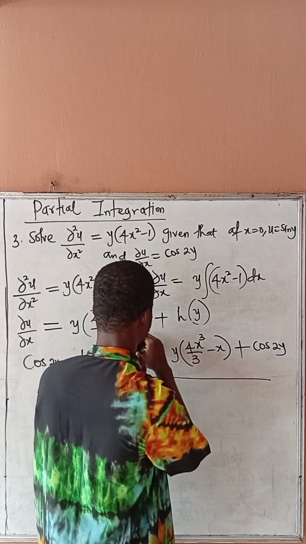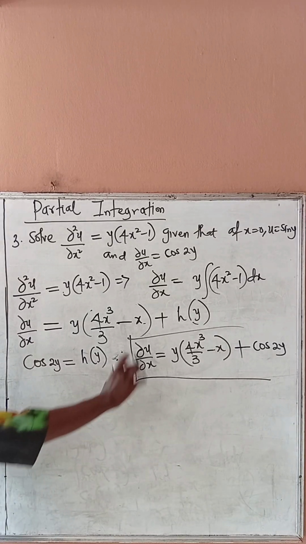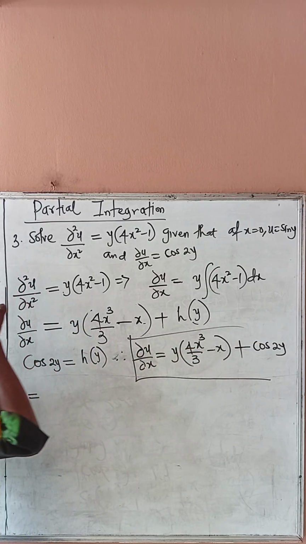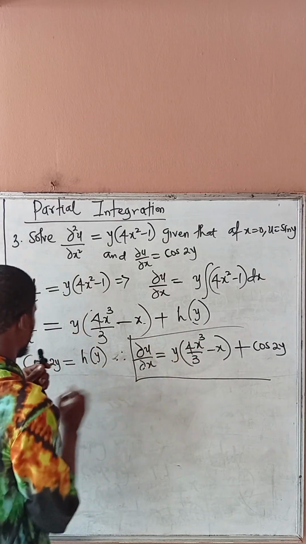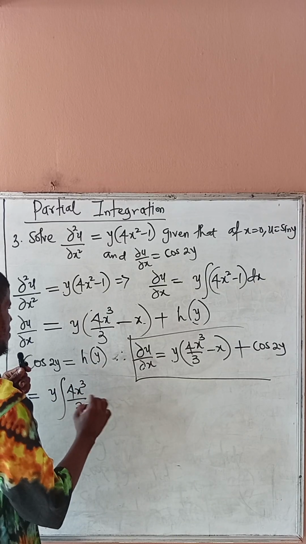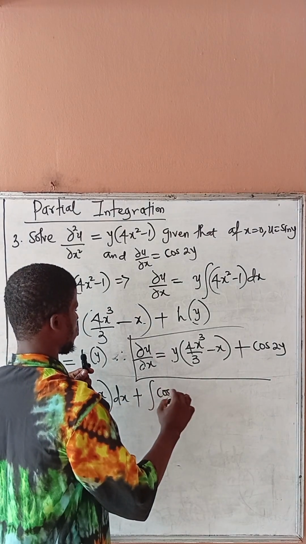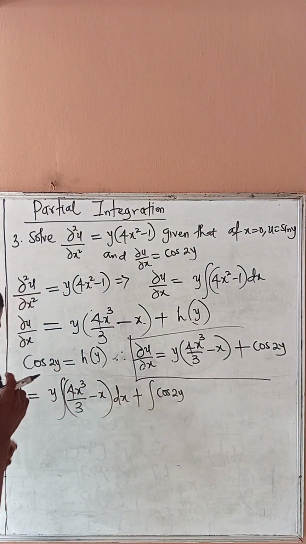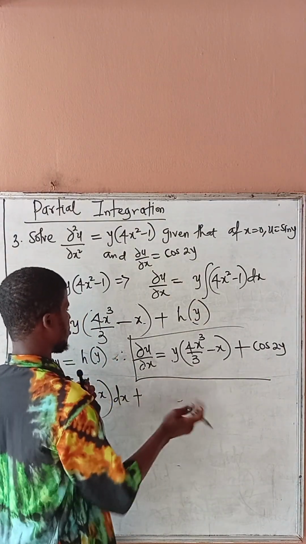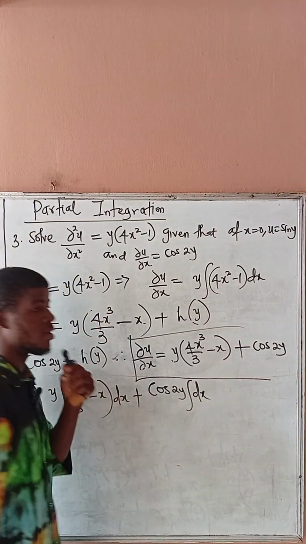Okay, now let's solve this one. That's what we are solving now. I will integrate one more time. If I integrate this, I'm going to get u equals, integrating this now with respect to x. Y will still be a constant, so y will be outside. We have the integral of 4x cubed over 3 minus x dx plus the integral of cos 2y dx. Cos 2y here is a function of y. So let me write it like this. Bring the cos 2y outside and leave the x inside.